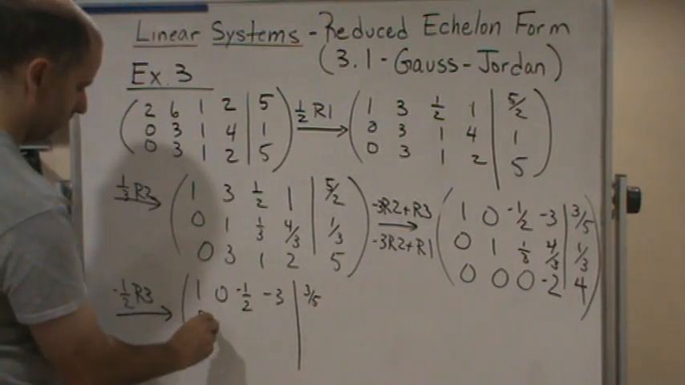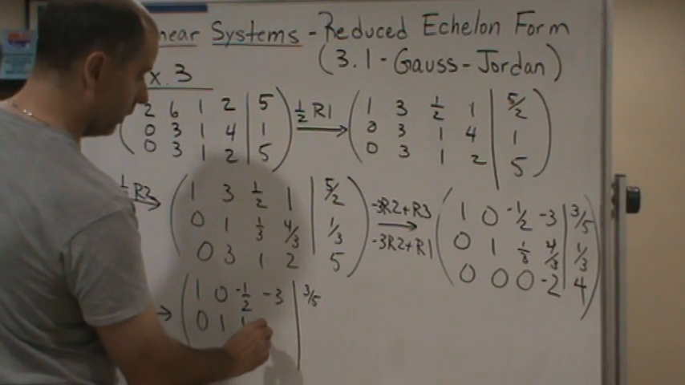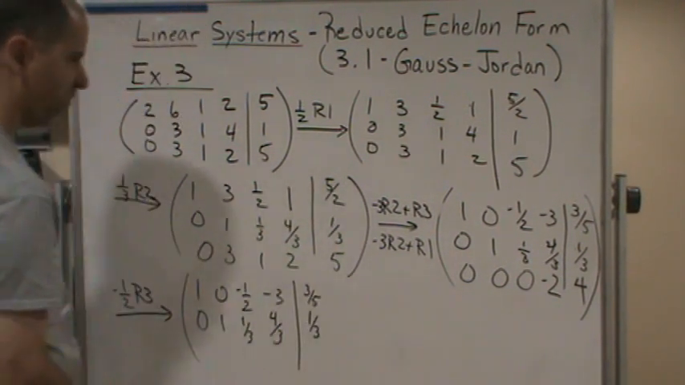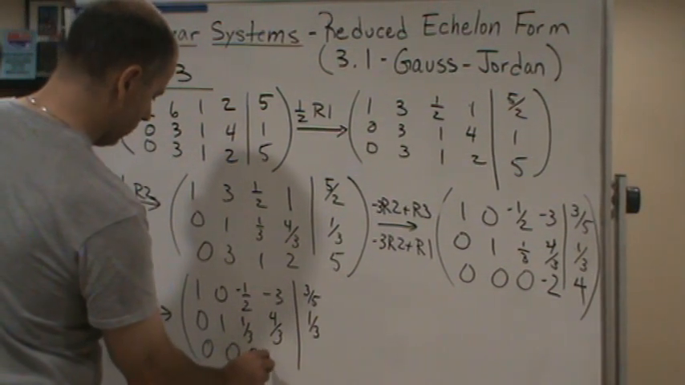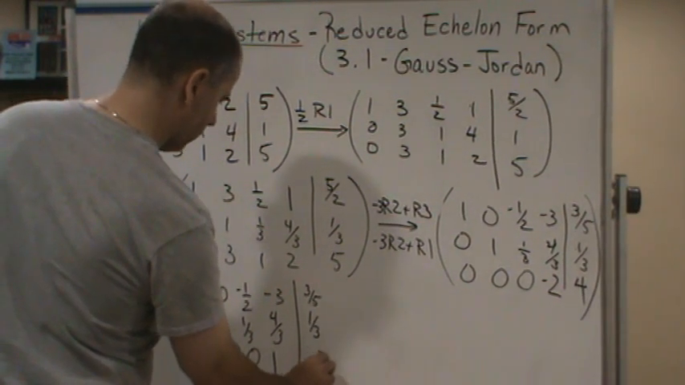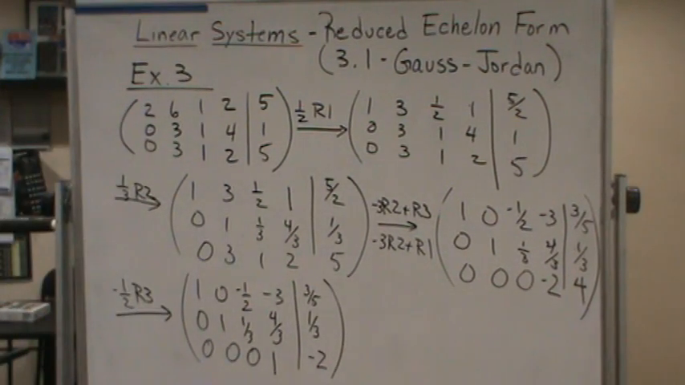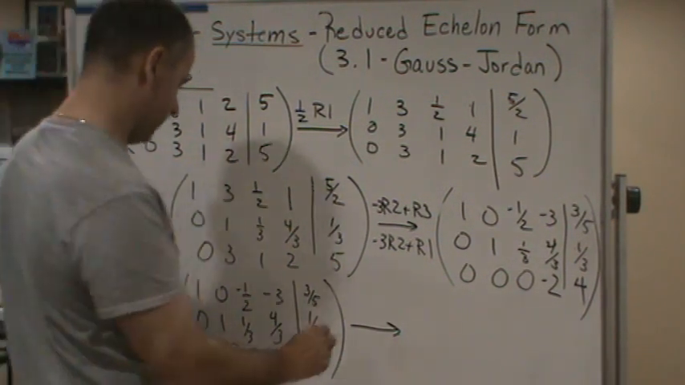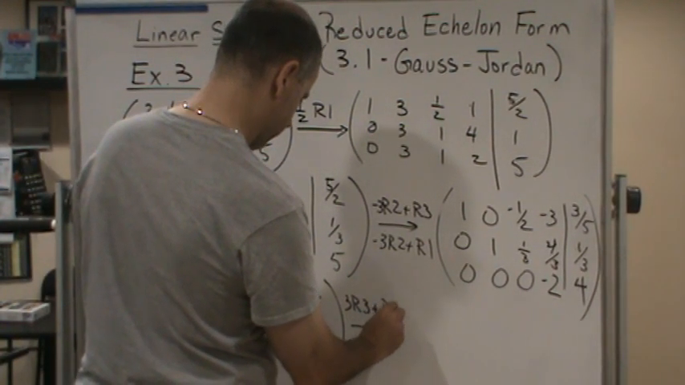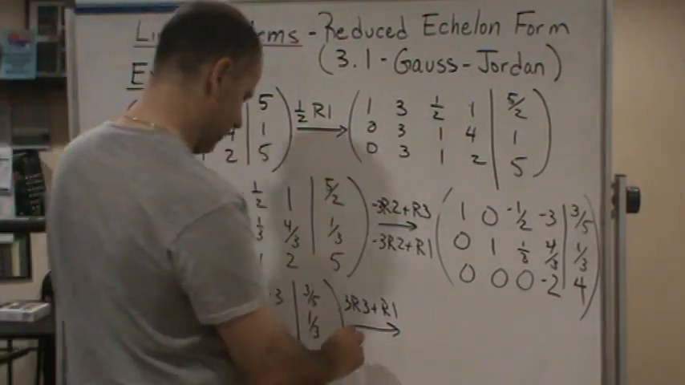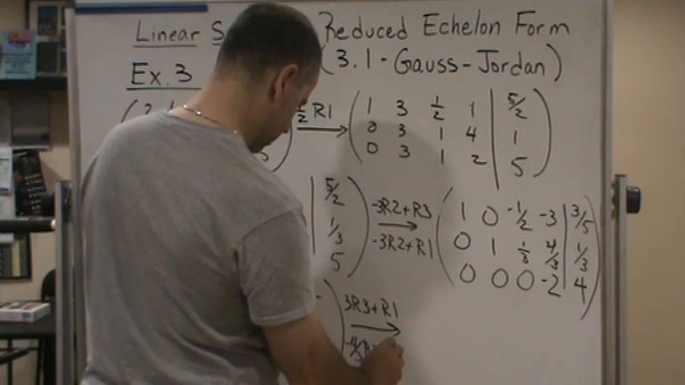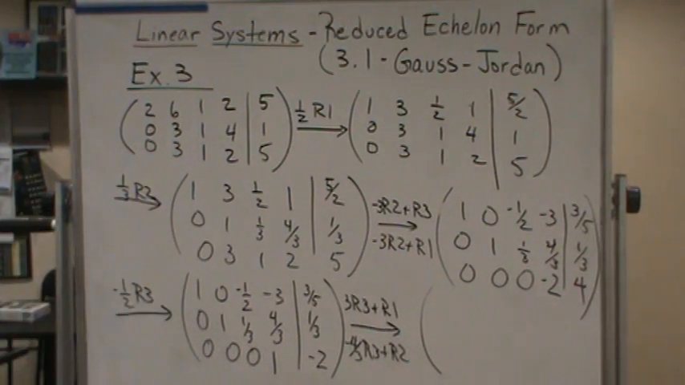3 halves, 0, 1, 1 third, 4 thirds, 1 third, and then I got 0, 0, 0, 1, negative 2. Okay, and now what I'm going to do is I'm going to take 3 times row 3 plus row 1, and then I'm going to take negative 4 thirds row 3 plus row 2.